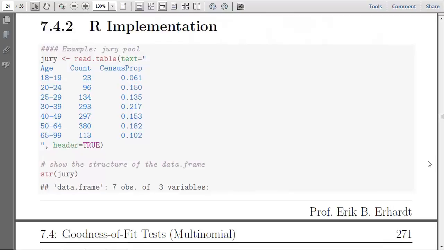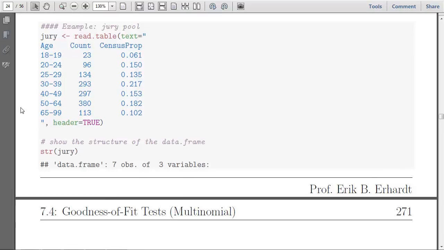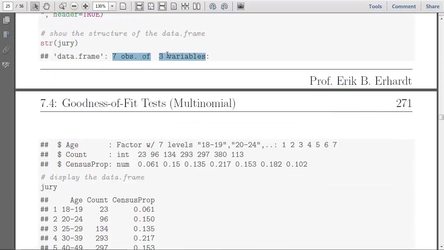Let's see what the R implementation of this looks like. So I've created a small table here that just has two columns of numbers. It has the counts and the census proportions, and I have my categories as the ages in the left-hand column. By default, read.table uses spaces as delimiters, and I'm specifying that I've got a header on there. So we should get a simple table just by reading that in. When we look at the structure, we've got 7 observations and 3 variables: age, count, and census, and we've got these factor levels.